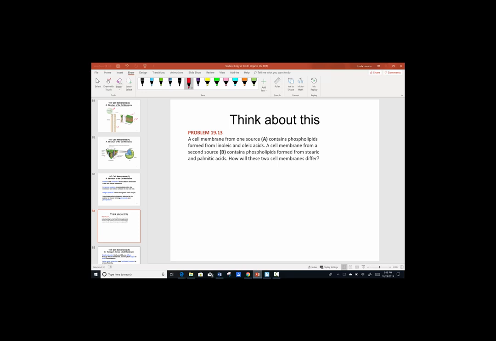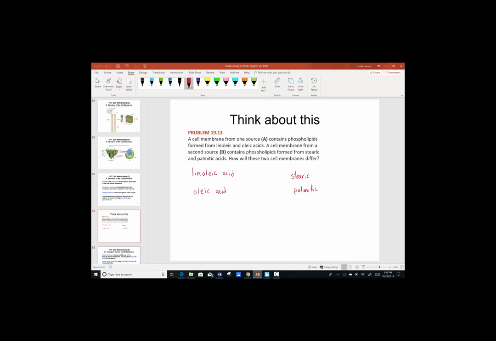A cell membrane from one source contains phospholipids formed from linoleic acid and oleic acid. A cell membrane from a second source contains phospholipids from stearic acid and palmitic acid. How do these two cell membranes differ? Pull out your chart, the very front cover, and find for me the formulas for linoleic and oleic acids. Let's do the same for stearic and palmitic.